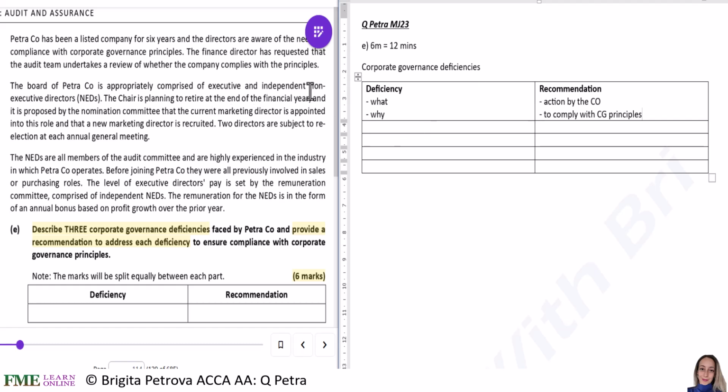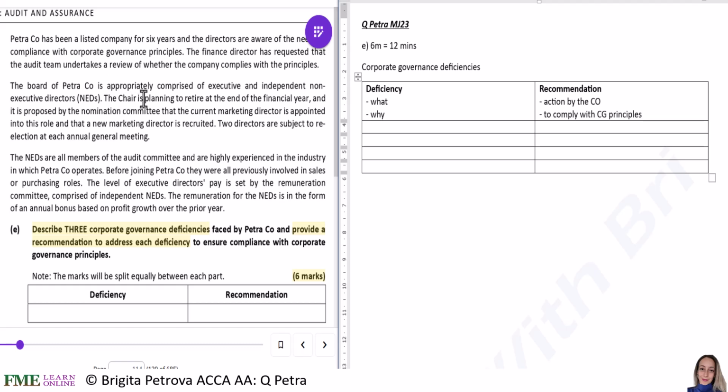Now let's start looking and copying into our answer the points we find. Just this part of the scenario: the company has been listed for 6 years and they know they have to be compliant with corporate governance, so the audit team is reviewing whether they're compliant or not. This paragraph has nothing for us, nothing to extract into the answer. Second one, the board of Petra is appropriately comprised of executive and independent non-executive directors. So EDs and NEDs, the board is balanced. We know that should be the case. That is the case. We don't take it into our answer.